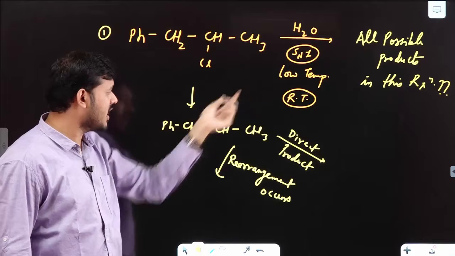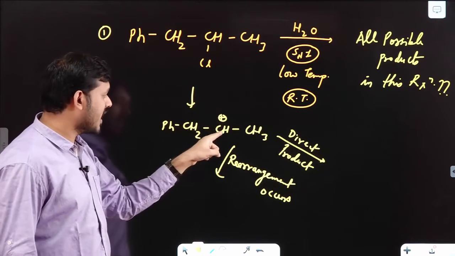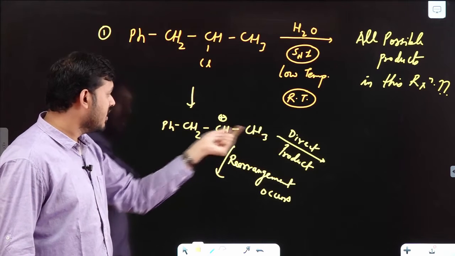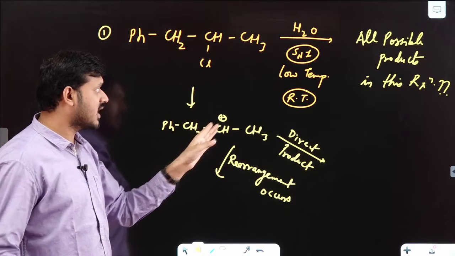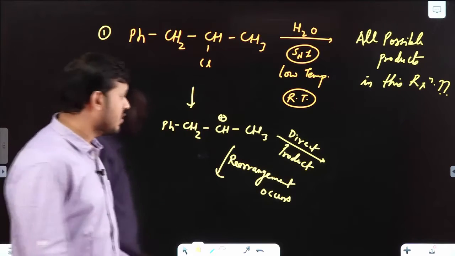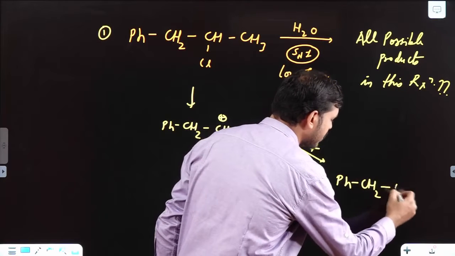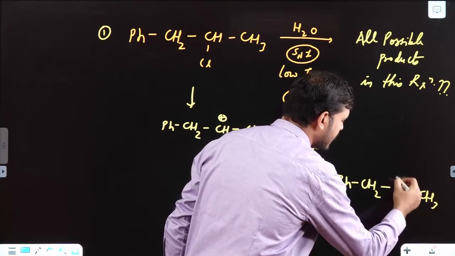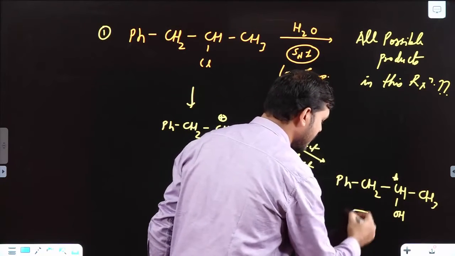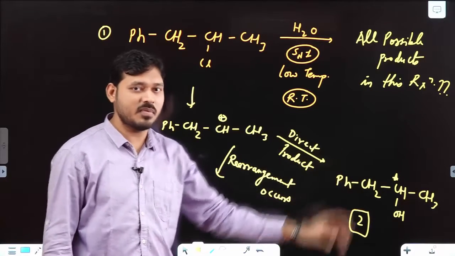So this water will attack this carbon. Also you can see this carbon is having hydrogen, this methyl and the benzyl part. So this is a chiral center. When water is added here, you will get PhCH2CH(OH)CH3, and this is a chiral center, meaning two products, R and S, will be formed here.